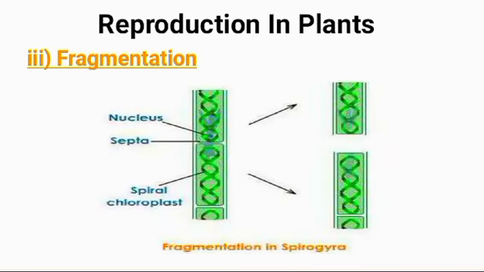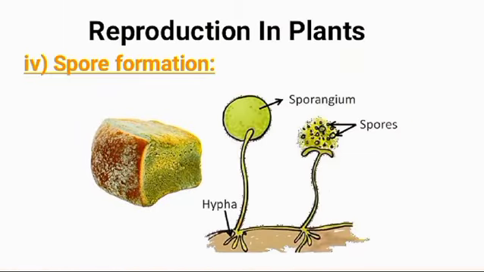Fragmentation. In this method, the plant breaks up into two or more fragments and each fragment grows into a new plant. Spore formation. In this method, the fungus produces spores. The spores germinate and produce a new plant.